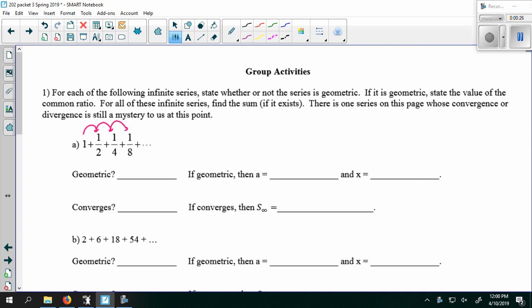So the easiest one to check is the first one. 1 times what is a half? It's times a half. And a half times a half is a fourth, times a half is an eighth, so this is geometric. The first term in the series is 1, and the multiplier x is 1/2. Because that x value is between -1 and 1, it converges. And it converges to a over 1 minus x, so 1 over 1 minus a half. That's 1 over 1/2, which is 2.